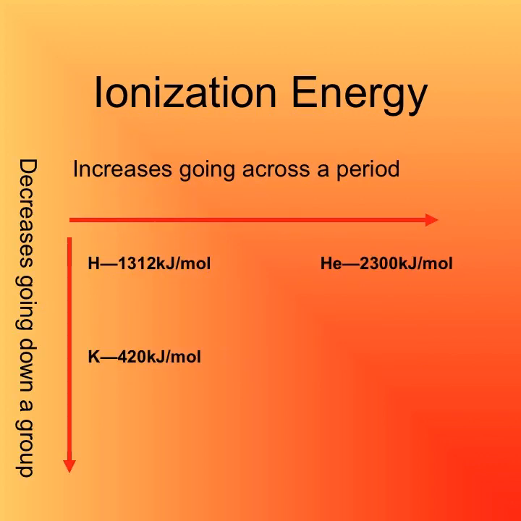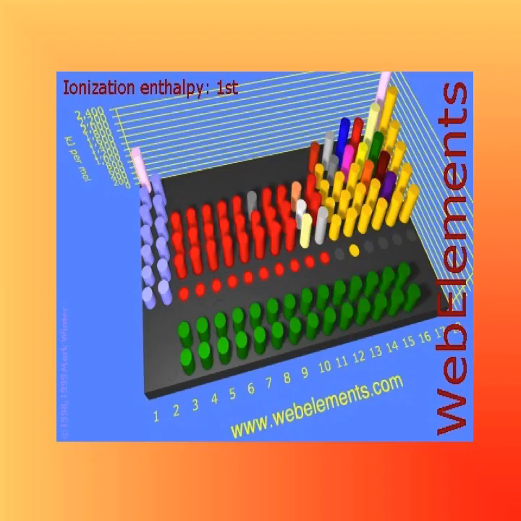You see on the next slide that I've given you some examples: hydrogen, helium, and potassium's ionization energies. You see that it increases going across a period and that it decreases going down the group. And again, on the next slide, you see the Webb Elements image showing you the same thing.